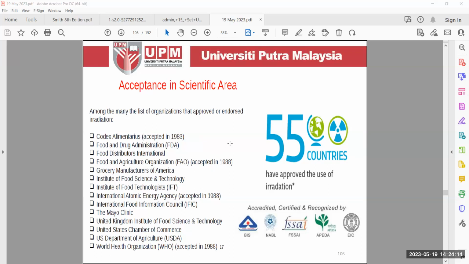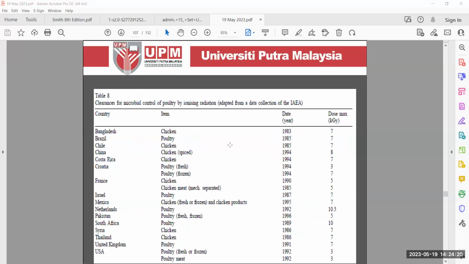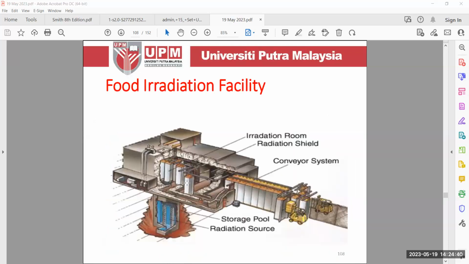So these are the acceptance in the scientific area. 55 countries have approved uses of irradiation, including Malaysia, and I think Indonesia too. Okay, so this is the data collected by the International Atomic Energy Agency. These are the countries that have started to irradiate their food products, especially poultry, beef, and chicken products.